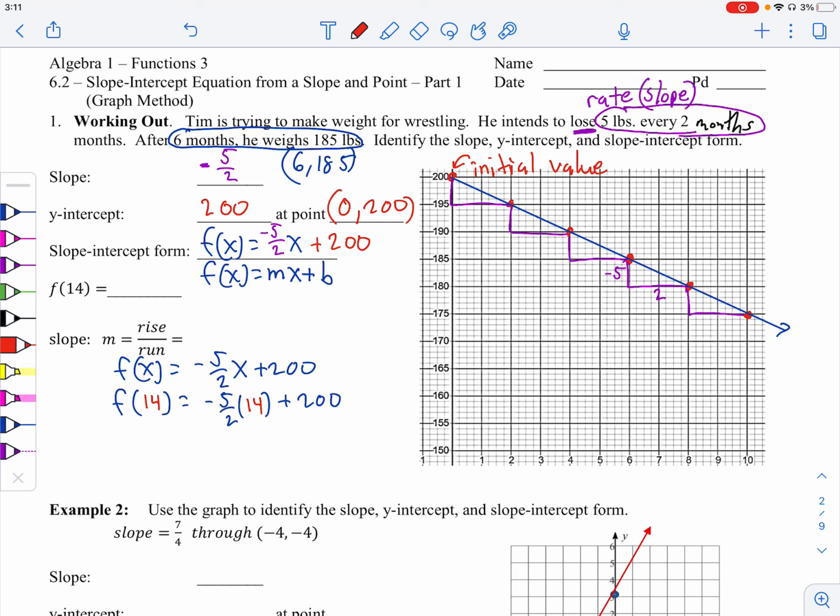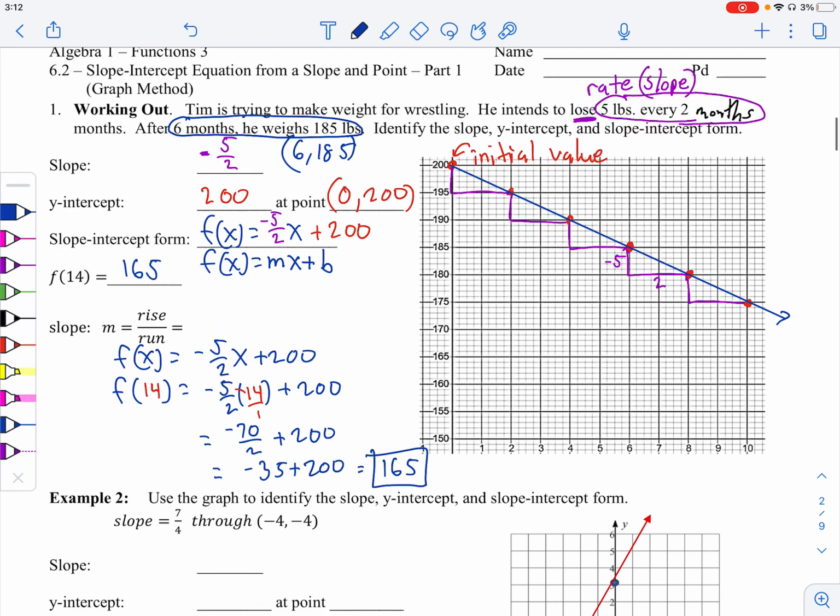And remember, we just multiply the top numbers, right? So 14 times negative 5, negative 70 over 2 plus 200, right? So 70 over 2 is 35. So negative 35 plus 200, so 200 minus 35, 165. Right, so after 14 months, he's going to weigh 165 pounds.